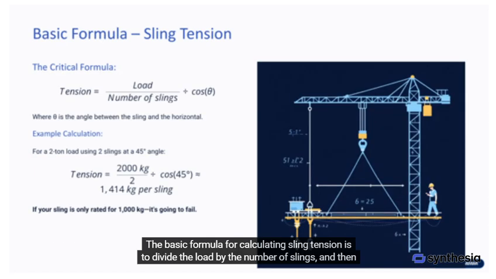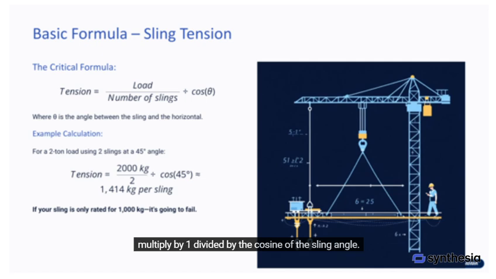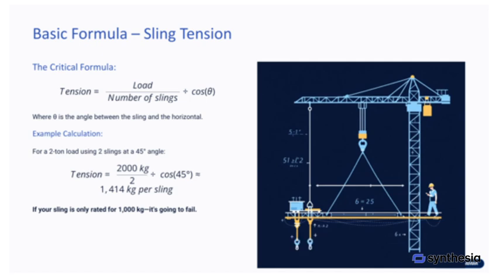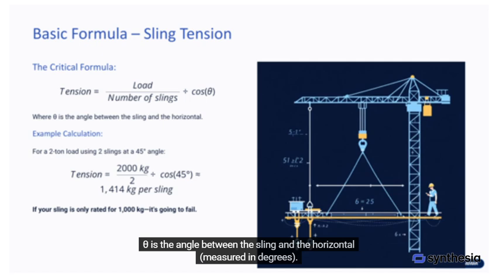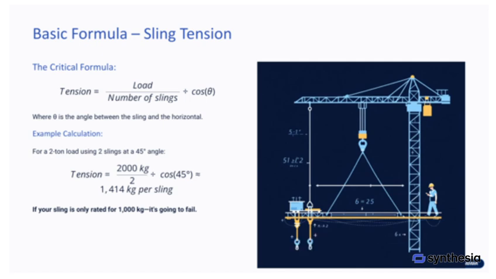The basic formula for calculating sling tension is to divide the load by the number of slings and then multiply by 1 divided by the cosine of the sling angle. Load is the weight of the item being lifted. Number of slings refers to how many slings are being used in the lift. Theta is the angle between the sling and the horizontal measured in degrees.